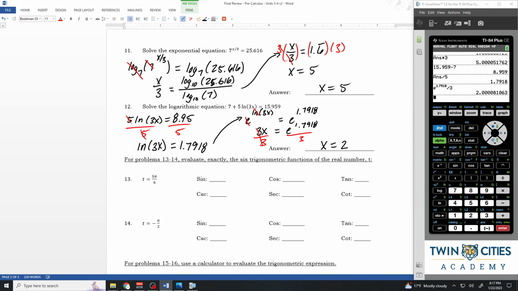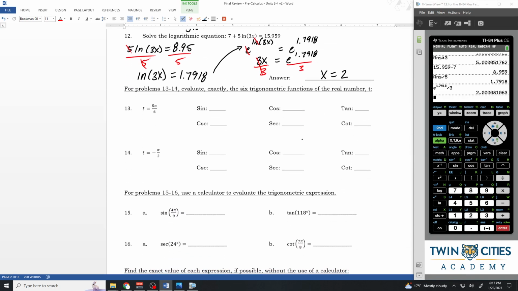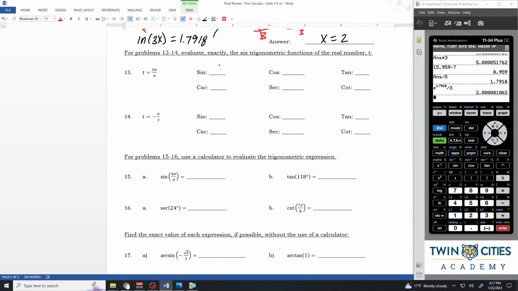All right, next, 13 and 14. These say evaluate exactly the 6 trigonometric functions of the real number t. So for 13, I've got t equals 5 pi over 6. I want to find the sine, cosine, tangent, cosecant, secant, and cotangent of this. So sine, cosine, tangent, that's not as much of a problem.